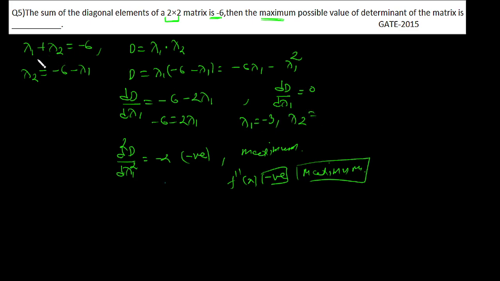Okay, so for finding the maximum value, you can also find the value of lambda 2 from this first equation. We have given the sum is -6, so you can derive lambda 2 here. You can also get -3. Now we have to find the determinant, which is the product of the eigenvalues. So we just multiply these two values here. -3 multiplied by -3, so we are getting 9. The maximum determinant possible for all 2x2 matrices such that the trace will be -6 is +9. Okay, so our correct answer is +9.